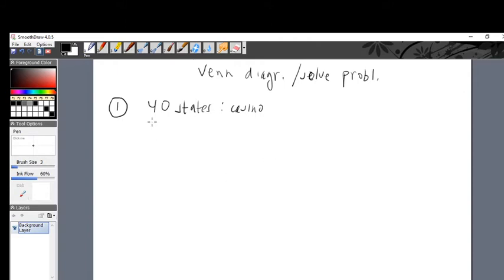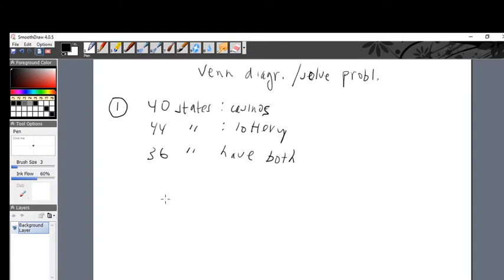Now, 44 have lottery. I just put lottery. Forget about tickets. 36 states have both. That means both casinos and lottery. Okay.